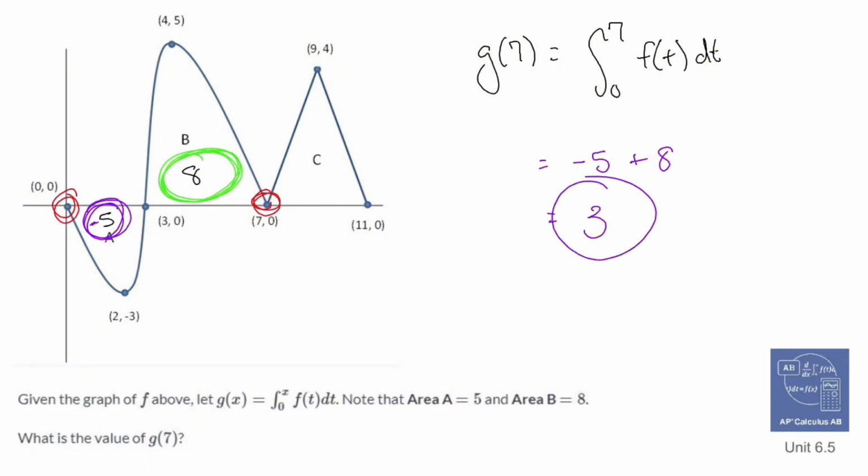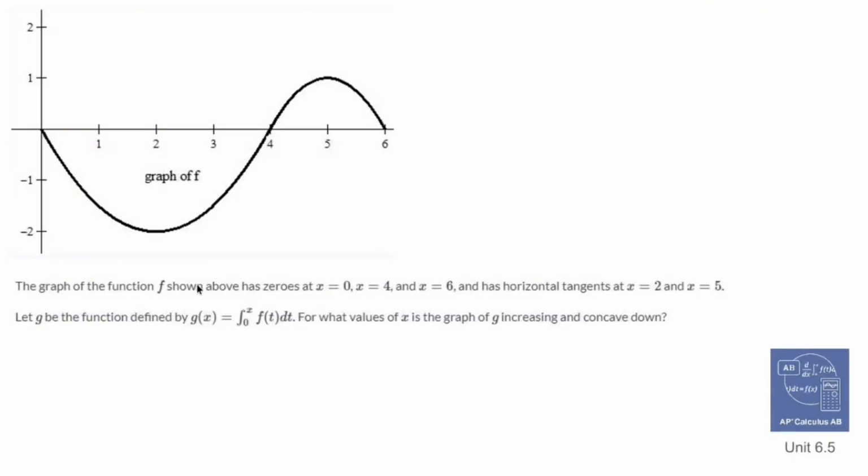Kind of tricky. The graph of the function f shown above has zeros at 0, 4, and 6, and has horizontal tangents at 2, I can see that there, and 5, I can see that there. Let g be the function defined by its integral. Oh, so I don't even see g. So g is the integral from 0 to x of f of t. For what values of x is the graph increasing and concave down? So this is the graph of f, right? This is the graph of f.